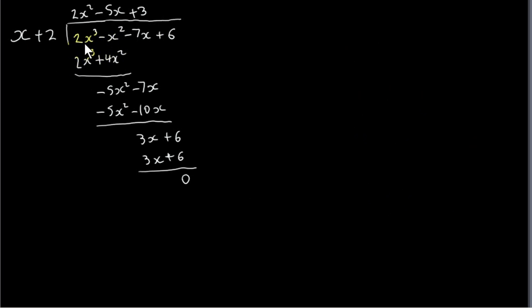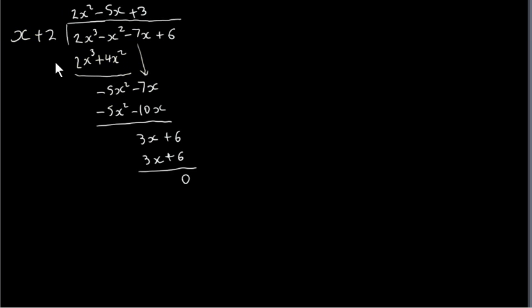Here is another example. We're dividing the cubic polynomial 2x cubed minus x squared minus 7x plus 6 by x plus 2. So we divide x into 2x cubed to get 2x squared. Then we multiply 2x squared by x to get back 2x cubed. 2x squared by 2 is plus 4x squared. The next step is to subtract. These cancel out. Minus 1x squared minus 4x squared is minus 5x squared. We take down this term, minus 7x.